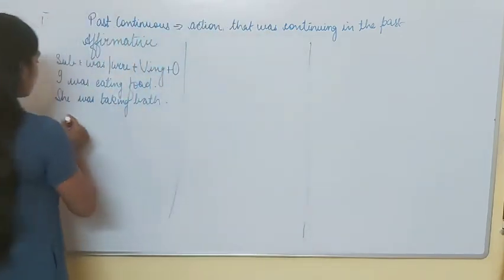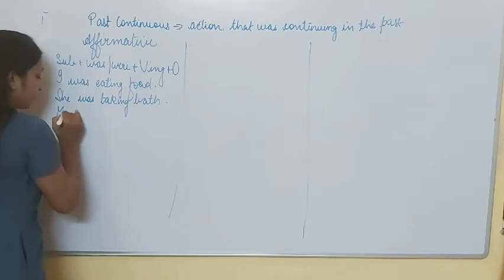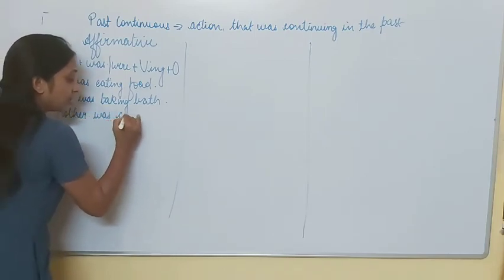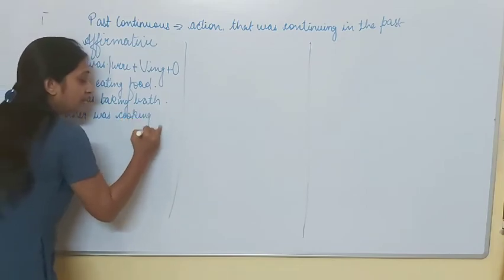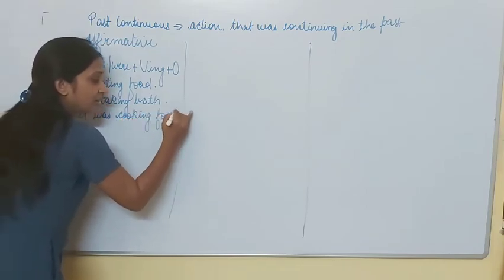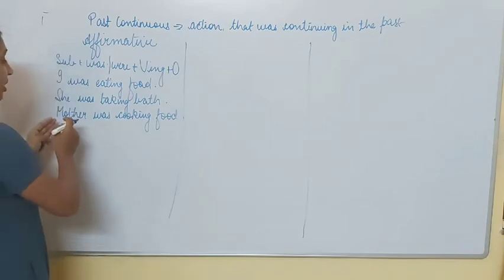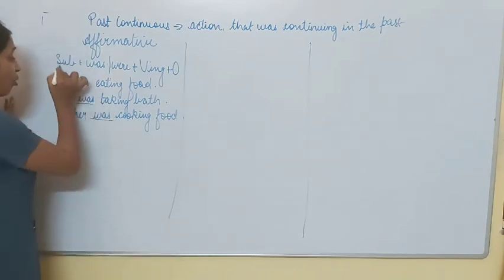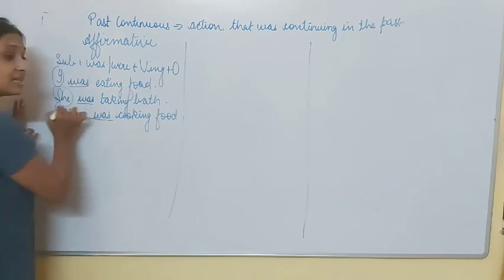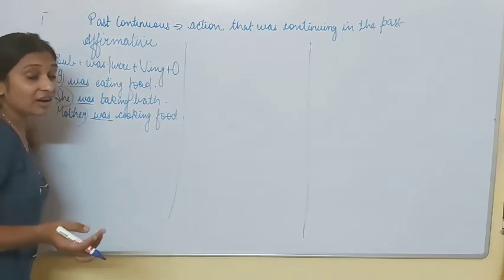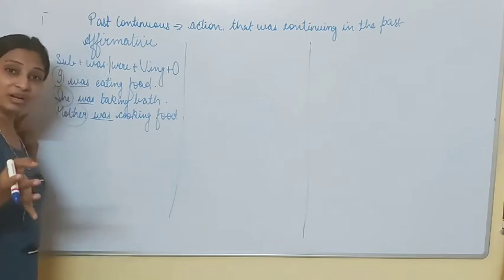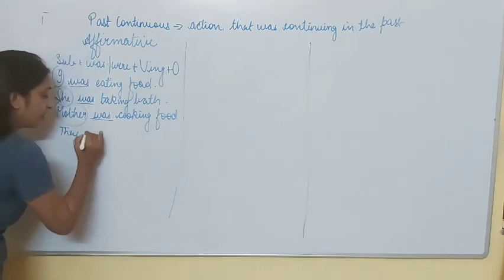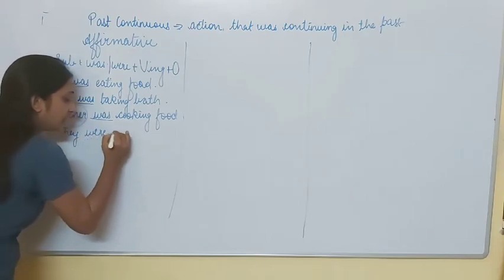Few more examples, children. Mother was cooking food. Alright, so here we have all the sentences in which we have used was, because all the subjects here are singular. Alright, and when are we going to use were, children? With plural subject. Clear? Like they were singing.